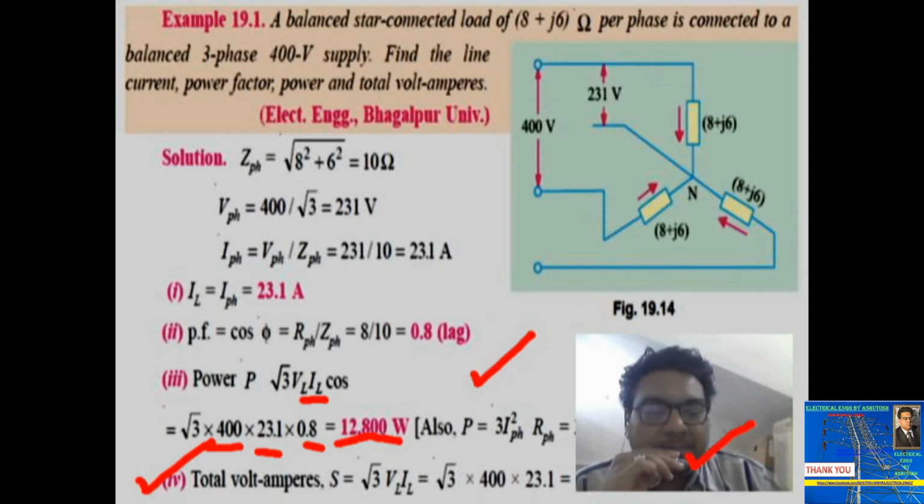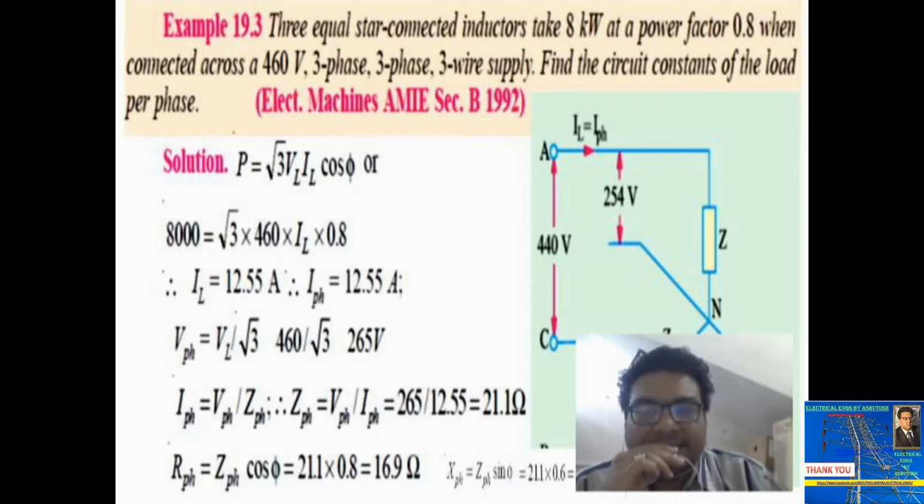So just see the next slide. This is the next problem. Let's read the question. There are 3 equal star connected inductors. Take 8 kilowatt. This is active power.